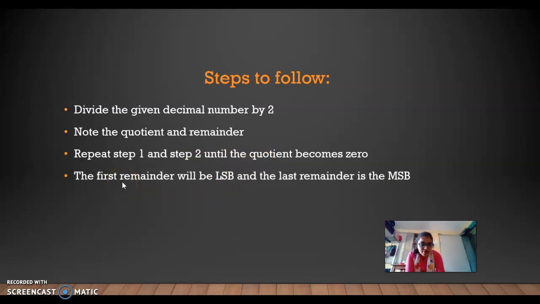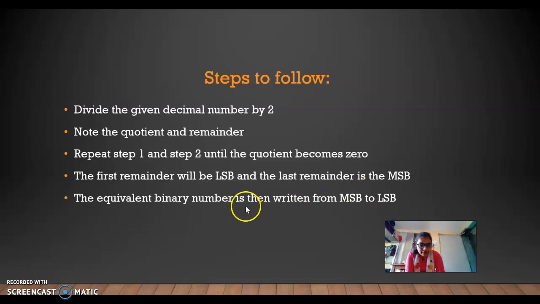In this division, the first remainder will be the LSB, that is the least significant bit, and the last remainder is the MSB, which is nothing but the most significant bit. Finally, while writing the equivalent binary number, write the digits from MSB to LSB. Let me show this with an example.